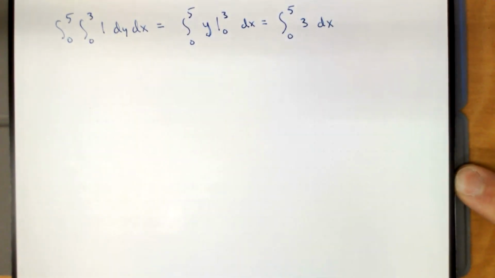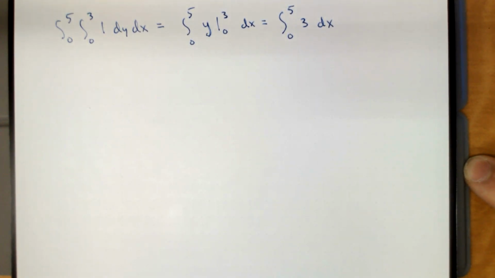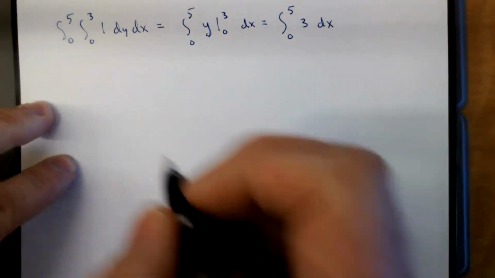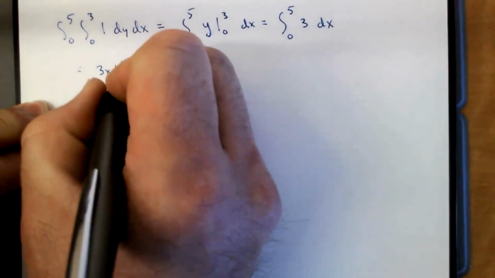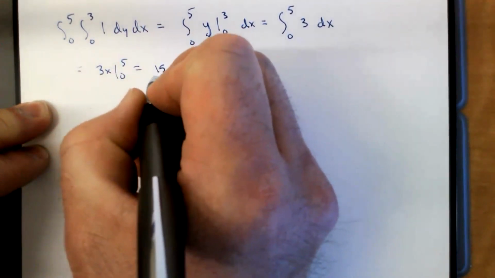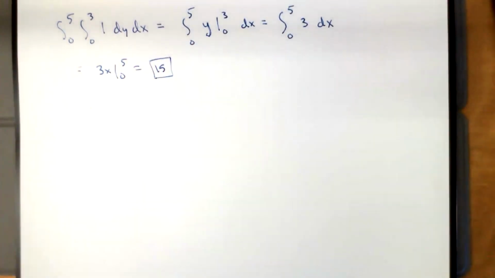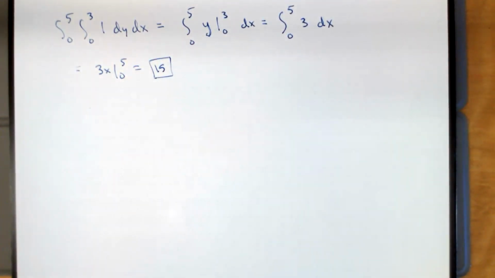And now we see that we're going to get the area, because if we integrate 3 dx, that's going to be 3 times the length from 0 to 5. Similarly, if we switched them, we integrated from 0 to 3, then from 0 to 5, dx dy, we will also get 15.